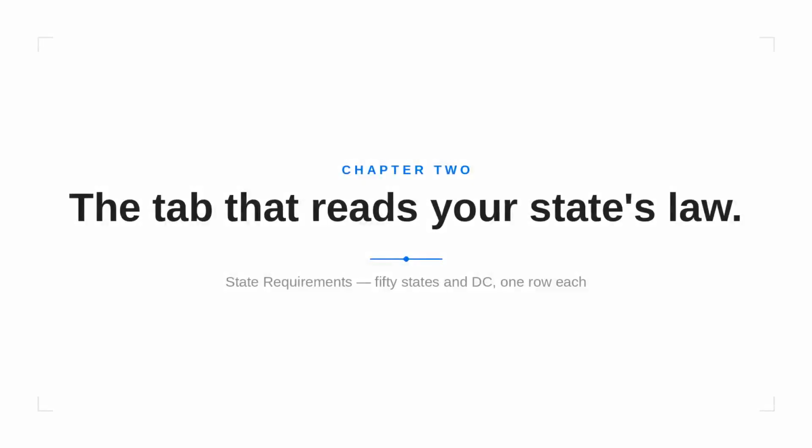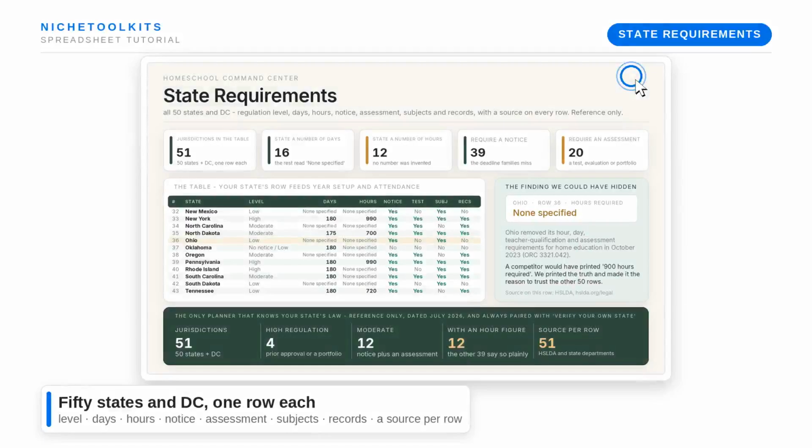Chapter 2. State requirements, and the honest finding sitting inside it. This is the reference table year setup reads from. Every jurisdiction gets a row, the regulation level, required days, required hours, whether you file a notice of intent, whether an assessment is required, subjects, record keeping, a note, and a source. 16 states carry a day figure. 12 carry an hour figure. You type nothing on this tab.